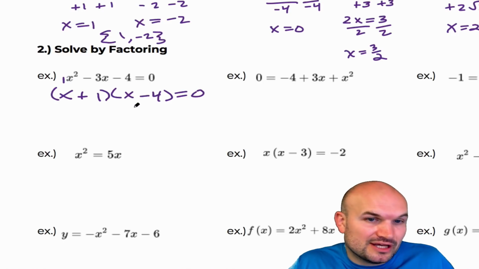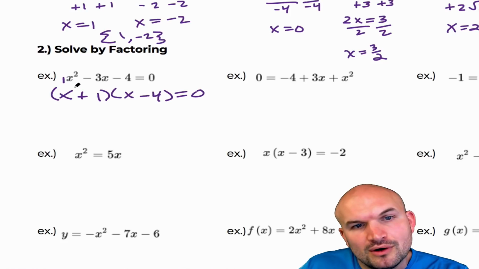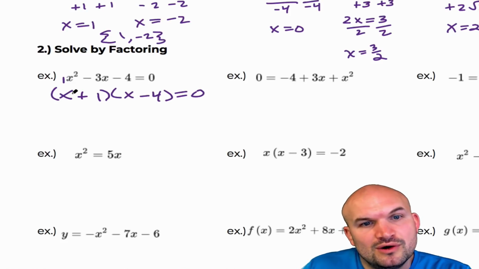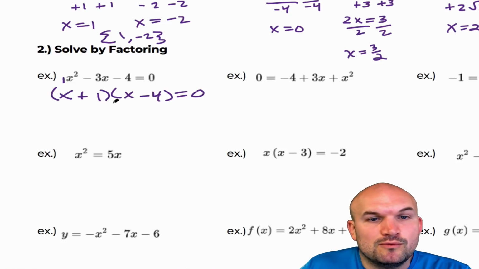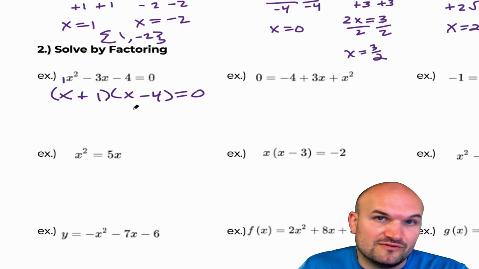And again, if you're confused, you can always check your work. I'm not going to go through it in this video because we covered it before, but you could always multiply them back to make sure they work. 1 times -4 is -4, x times x is x squared, and then 1 times x is +x, x times -4 is -4x, and -4x plus positive x is -3x, so it works.